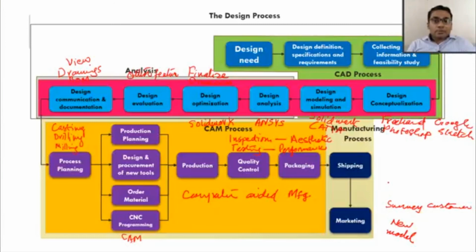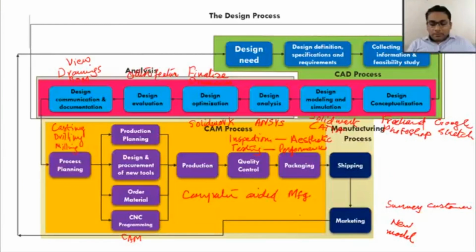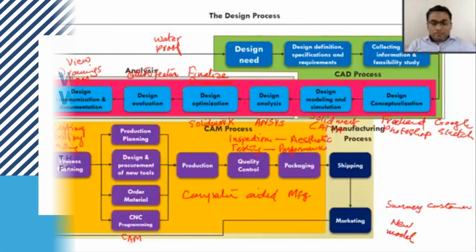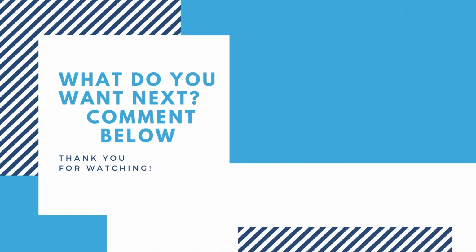So what Samsung did was design a new kind of product, an entirely new kind of product, having the feature of waterproofing. So this is how the marketing feedback, the problem of the customer, goes back again to the design need, and that is how this cycle goes on again and again, and we see new products come into the market.